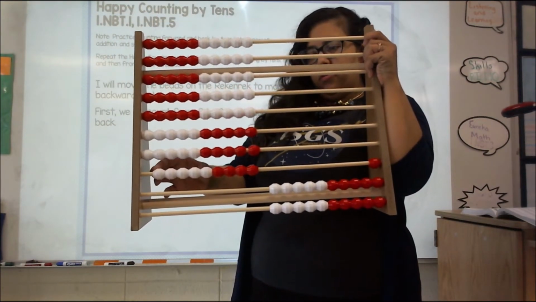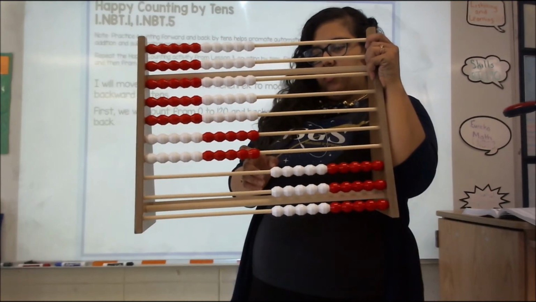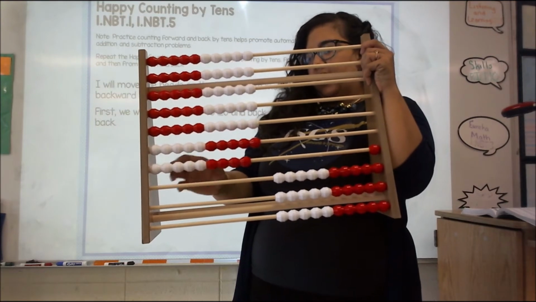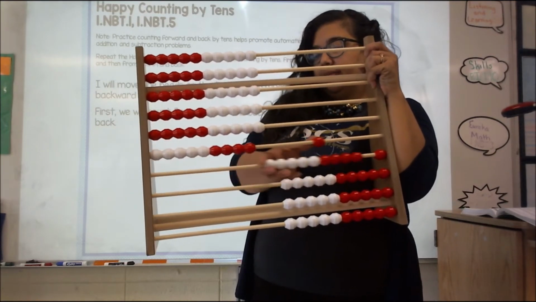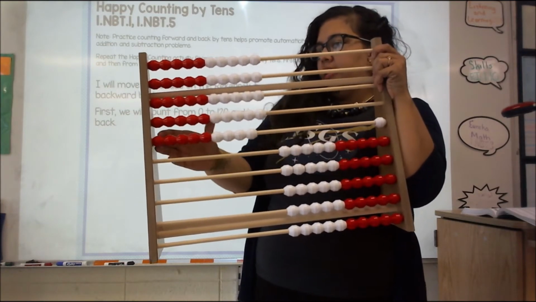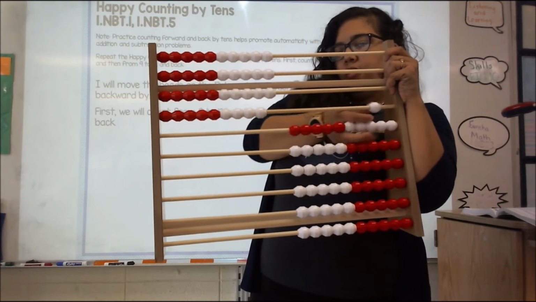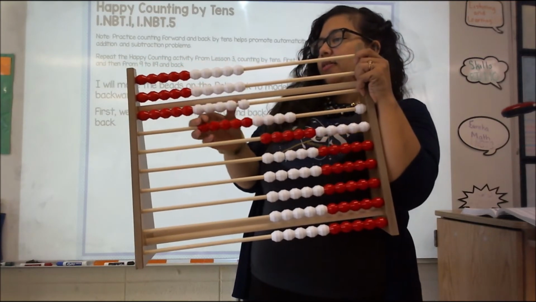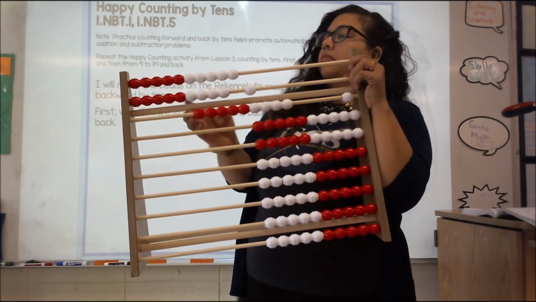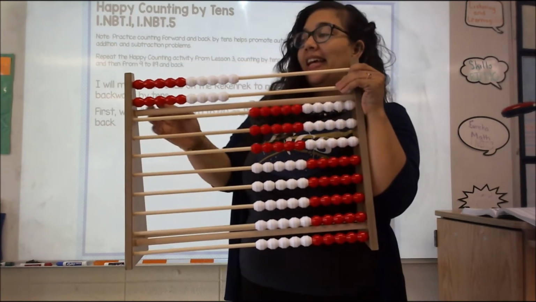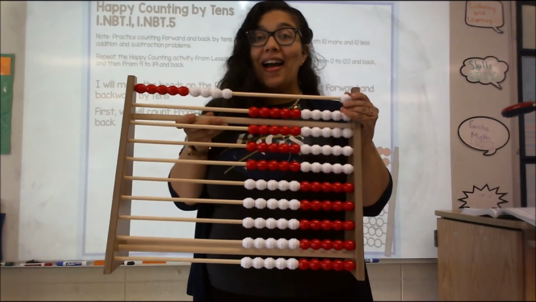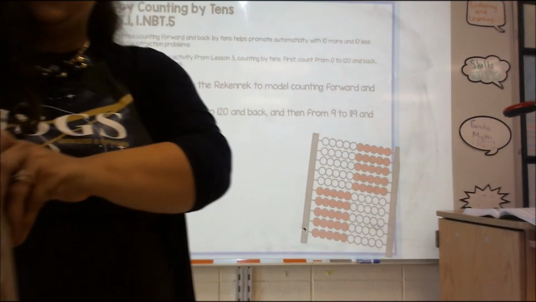So, groups of 10. 6 tens 9. 5 tens 9. 4 tens 9. 3 tens 9. 2 tens 9. 1 ten 9. Back to 9, where we started. Good job, guys.